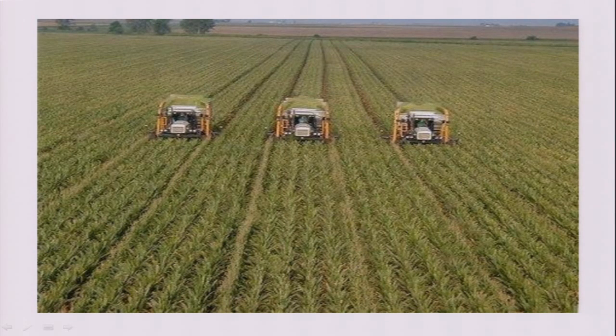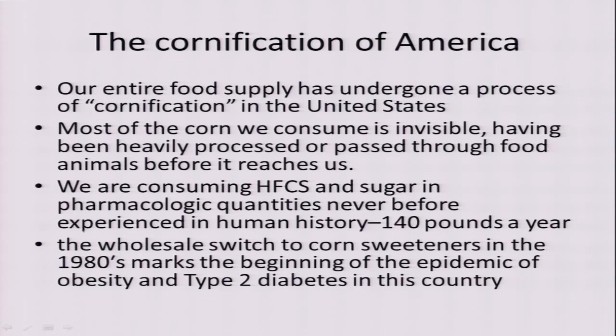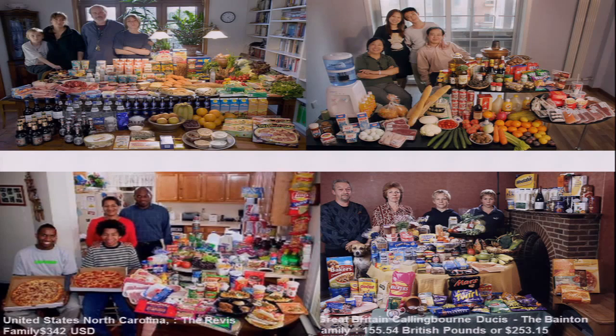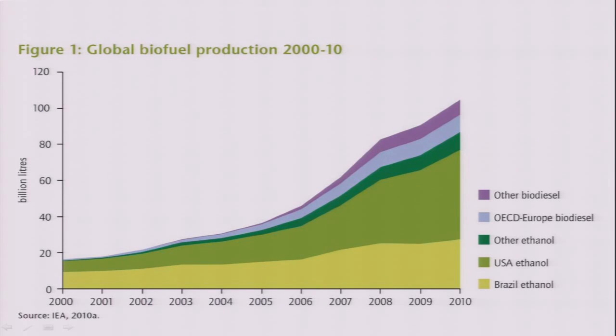So these monocultures that are starting to dominate the landscapes of the world, which are not solving hunger, but actually creating hunger, are also part of what Michael Pollan calls the cornification of America, where we're consuming high fructose corn syrup in pharmacological quantities, higher than ever, causing all the problems that you guys were discussing. But really, these corporations, which dominate the landscapes of the world, are not interested in producing food. They're interested in producing biomass.